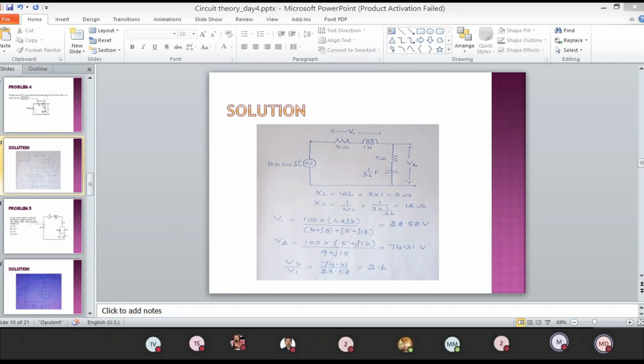Now, by using voltage division, V1 is 100 into 4 plus j3 divided by Z1 plus Z2. So what is Z1? Z1 is R1 plus jXL, and Z2 is R2 plus jXC. Substitute that and you'll find V1 is 28.58. V2 is also very simple. Once again, you use the same rule, and V2 by V1 is 2.6.